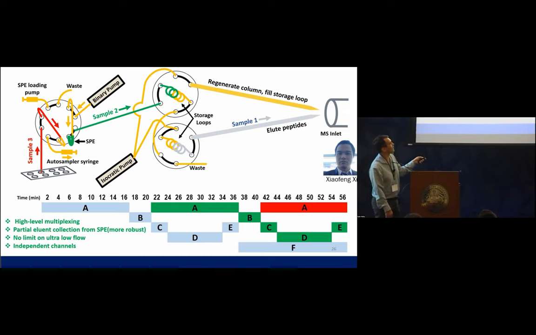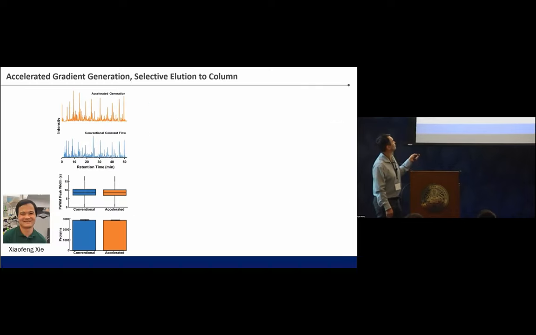So while we're eluting peptides on this column, we're regenerating this column, and we're using a binary pump at low pressure to push a sample into the storage loop. So all of this is happening at the same time. And while all that's going on, we can be auto-sampling a third sample. So these steps that are often serial, we can do them all at the same time, and then just alternate which column is spraying.